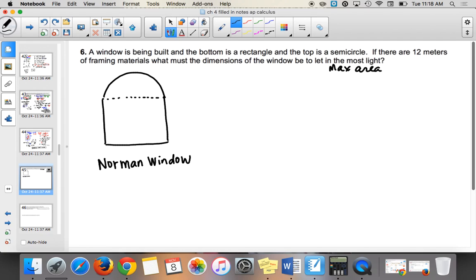All right, and there's 12 meters that go all the way around. So back when I first started teaching calculus, I kind of did this the hard way. And I've learned since then that I'm going to make it a little bit easier. So the easiest way to do this problem is to let r be your radius of that semicircle. So then the bottom becomes 2r.